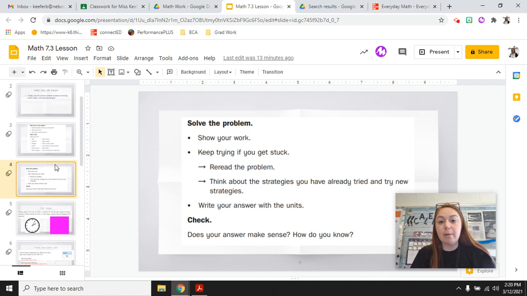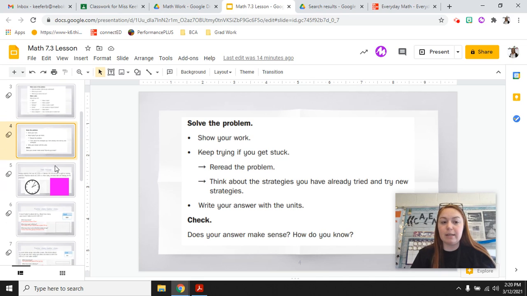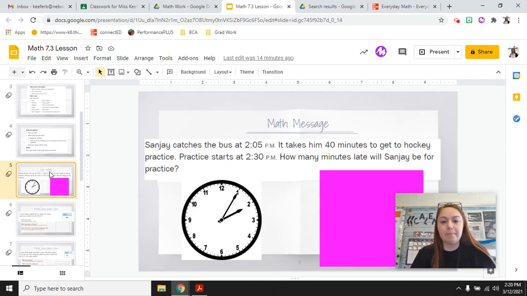If it's an estimation problem, is your answer close to your estimate? If it's a time problem, you want to make sure that you're relating it to elapsed time or time on the clock. Like, is it making sense to you? Same with mass and length. It all is relative. So you're all just making sure that the problems are making sense and your answers make sense. You can always go back and double check your work if you are showing it.